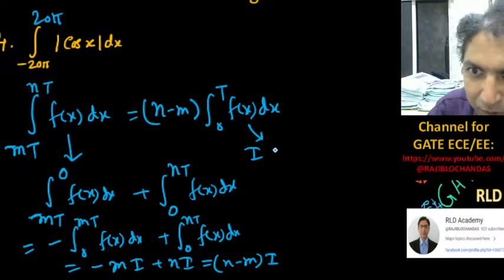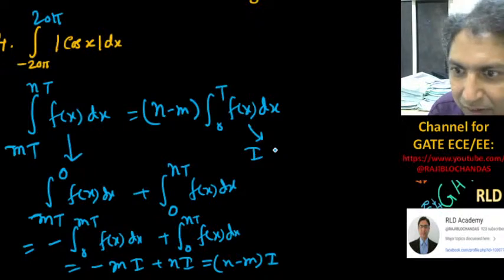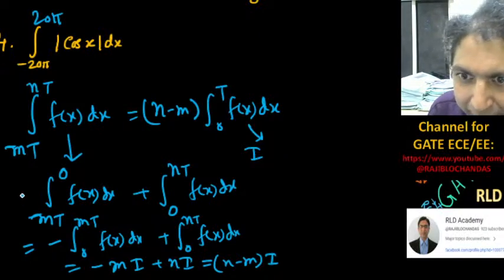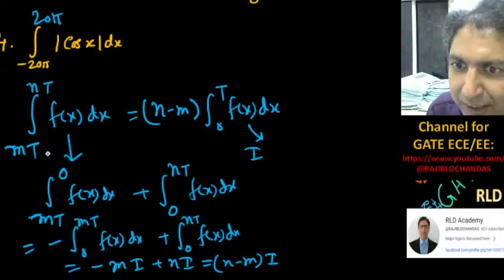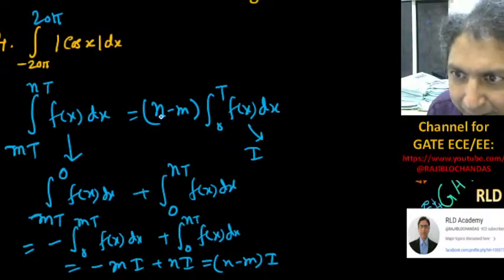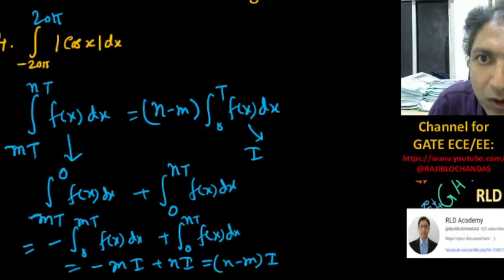So this kind of problem we can solve easily. If we understand this concept, then from mT to nT, the integral of f(x) dx, if f(x) is periodic with periodicity capital T, then we can write (n minus m) times the integral from 0 to T of f(x) dx. Okay, so for this problem, what we will do?